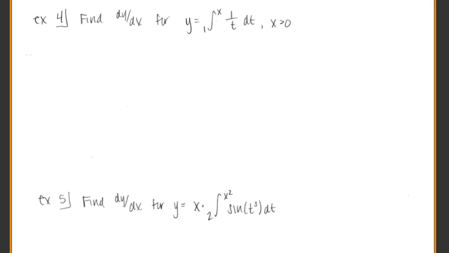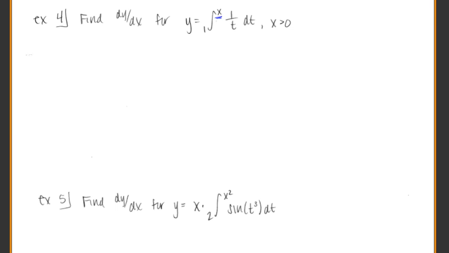Okay, example 4. Here with example 4, it's basically allowing us to use exactly what the fundamental theorem of calculus was, what we did in this last example, but because this time my upper bound is x, we get to take it as is. We don't have to worry about doing any kind of substitutions. So this problem is just very simple.